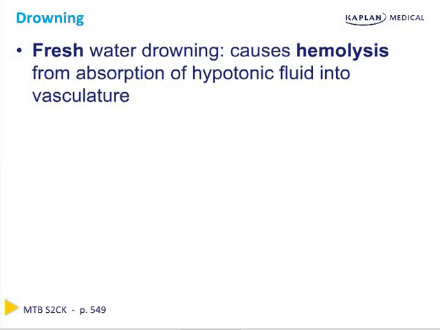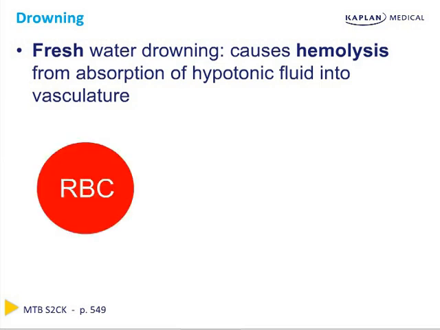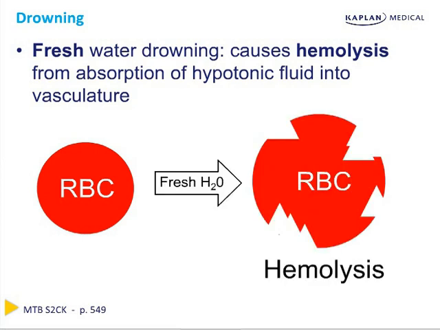Freshwater drowning causes hemolysis. This is because too much hypotonic fluid is circulating in the vasculature. The RBC will come in contact with this hypotonicity. They will swell and subsequently hemolyze.